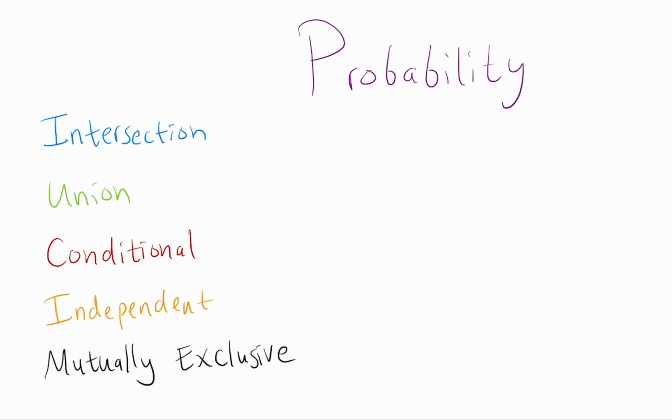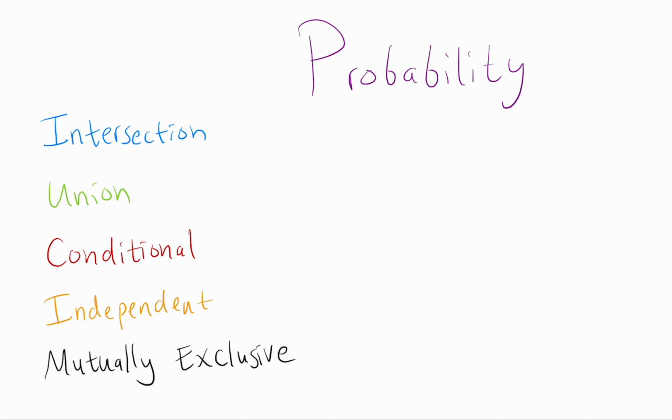In this video, we're going to talk about probability, and I'll introduce some of these vocab words like the intersection, union, conditional probability, independent events, and mutually exclusive events. First of all, you've probably seen a Venn diagram or things like that represented for probability, and let me just explain a little bit about where that comes from.